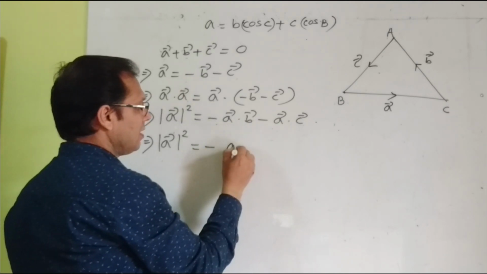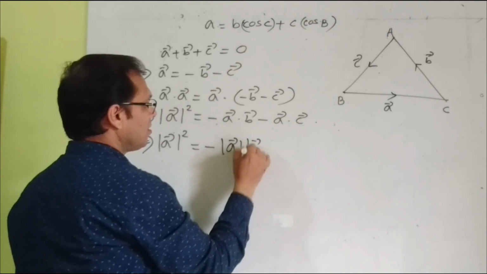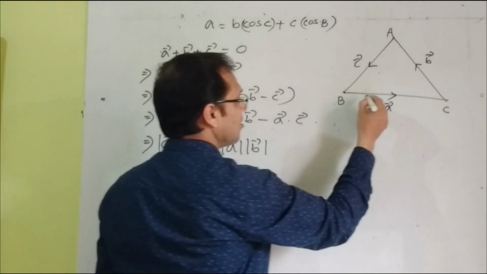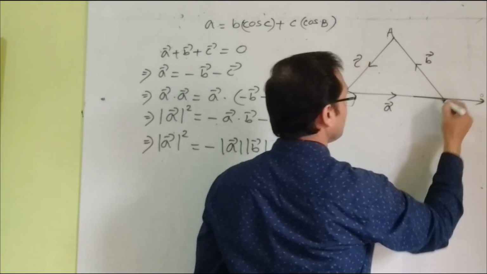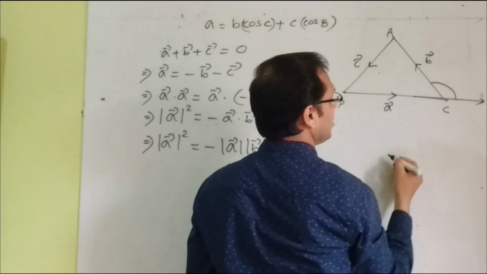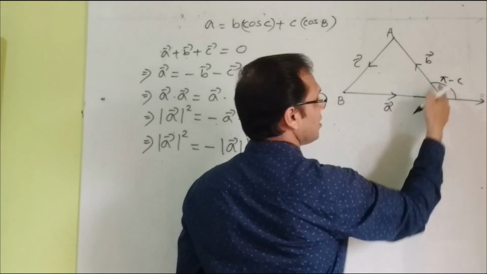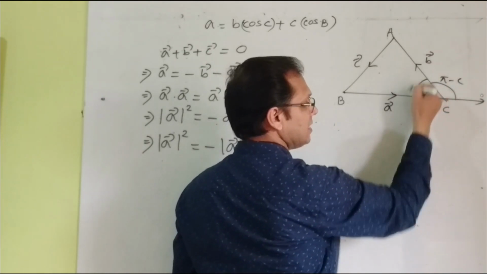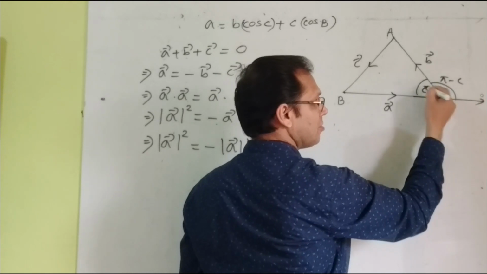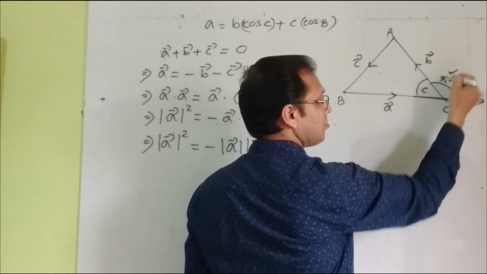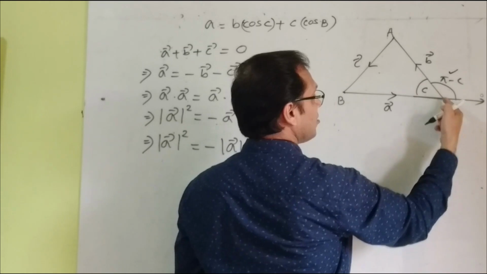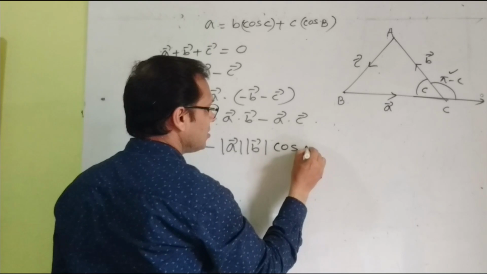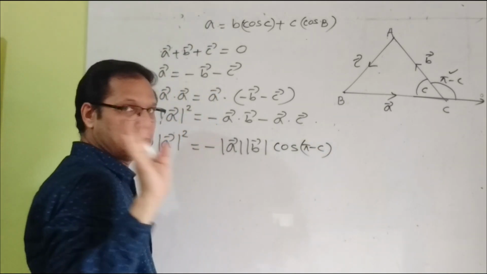Scalar product, how is it defined? A vector magnitude, B vector magnitude, into cos of the angle between them. Now look at A vector and B vector, the angle between them is pi minus C, 180 degree minus C. This angle is C, this is C angle. This plus this is 180 degree, so this will be 180 minus C. So the angle between A vector and B vector is pi minus C, so here you should write cos pi minus C. Would you follow or not?